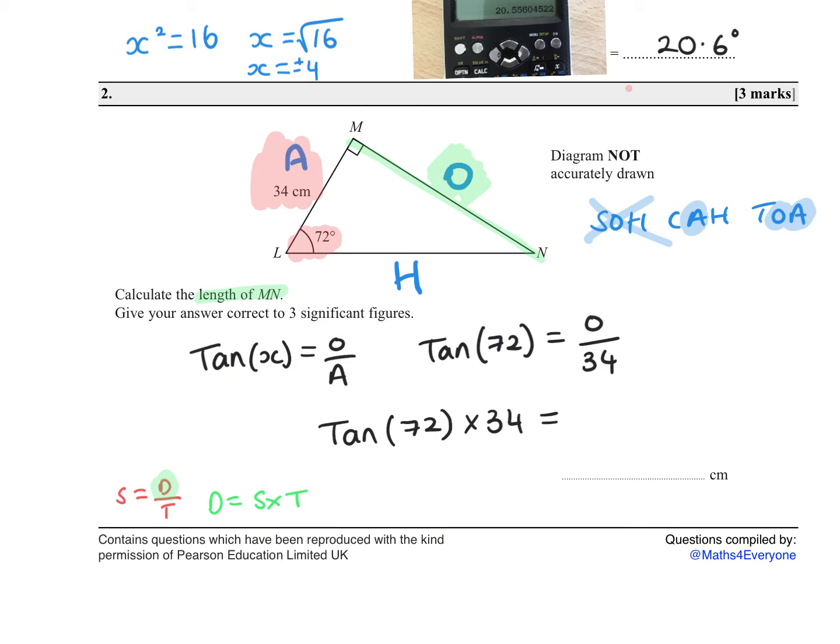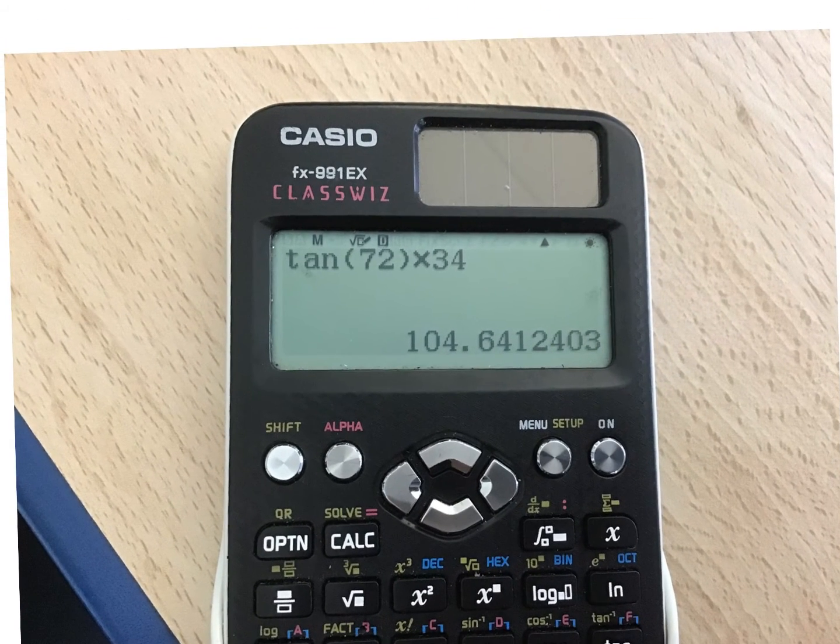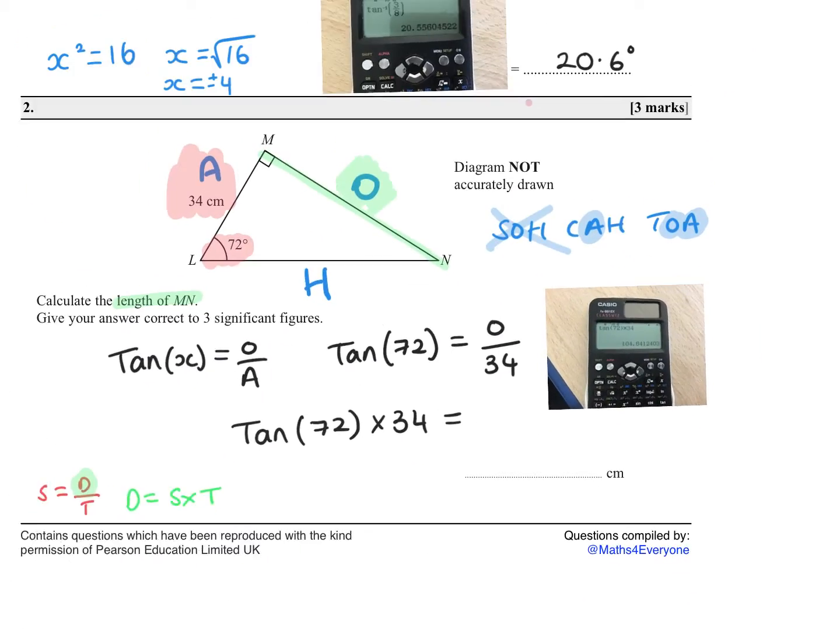So this time in my calculator, I'm just going to write tan 72. I haven't done the inverse because I am not trying to find the angle. So here we go. Type that into my calculator and I'm going to get 104.641. Okay, so I read the question again.